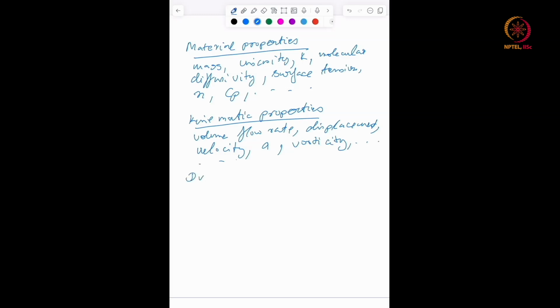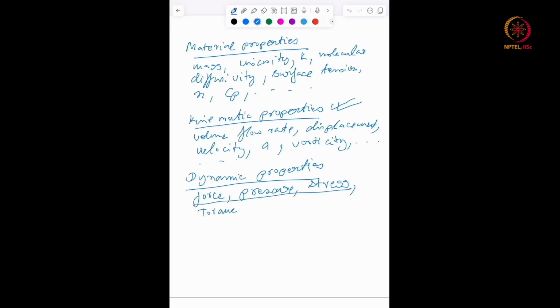Then, of course, you have dynamic properties. Though we say properties, these are actually dependent on the flow. These are not something that you know a priori. So dynamic properties are force, then you have pressure, then stress, then torque. These are things that are applied onto the system.